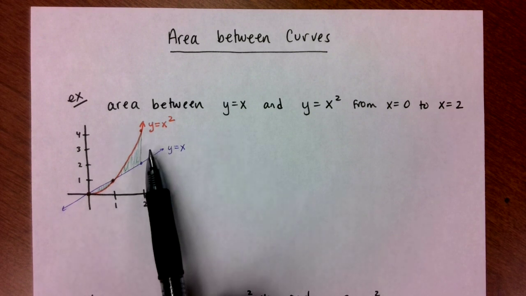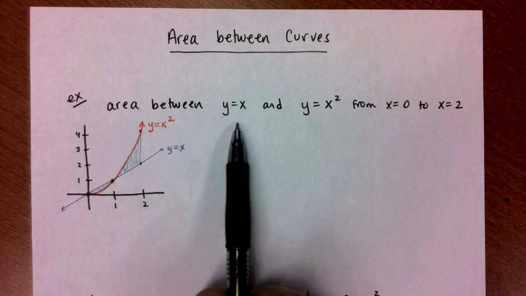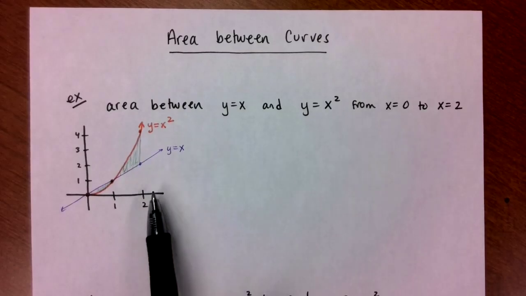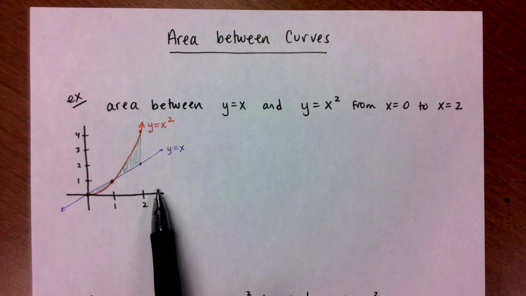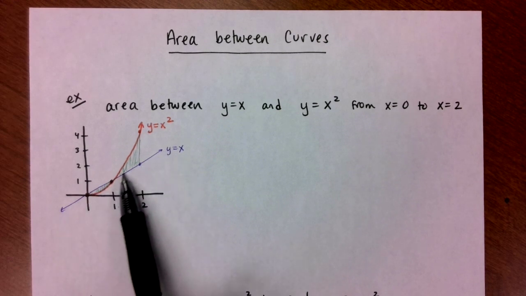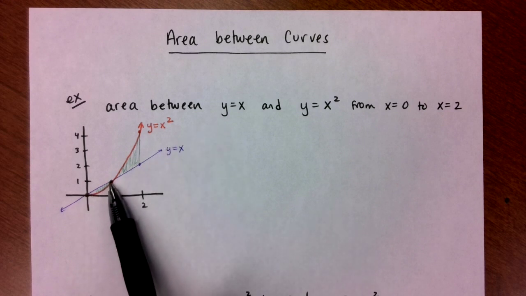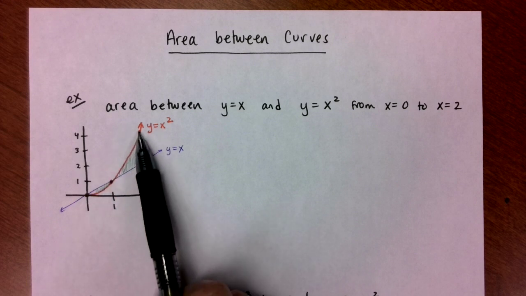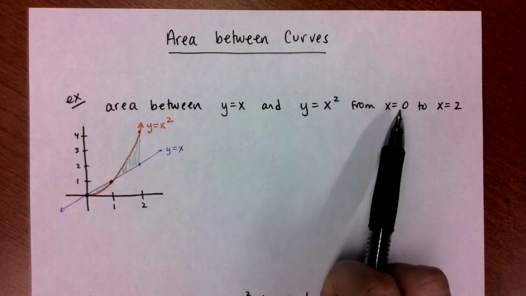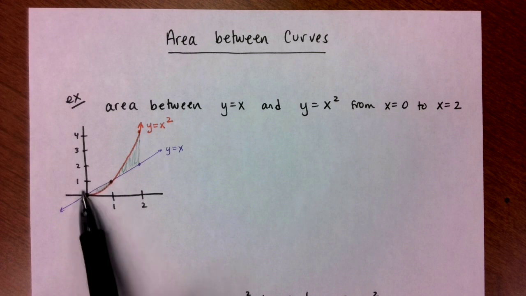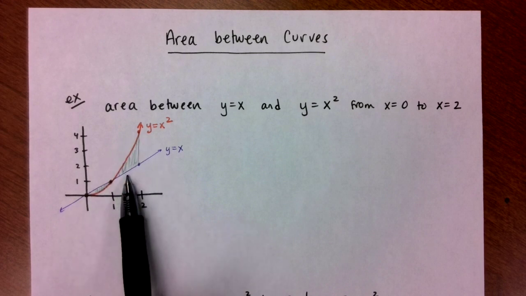Okay, so the first one is the area between y equals x and y equals x squared from x equals 0 to 2. So I have provided a rough sketch of these two graphs. Y equals x is a straight line that goes through (0, 0), (1, 1), (2, 2). And then y equals x squared, we have at least half of its parabola that goes through (0, 0), (1, 1), and (2, 4). So if the x values are given 0 to 2, that means we have two distinct pieces of area to compute.